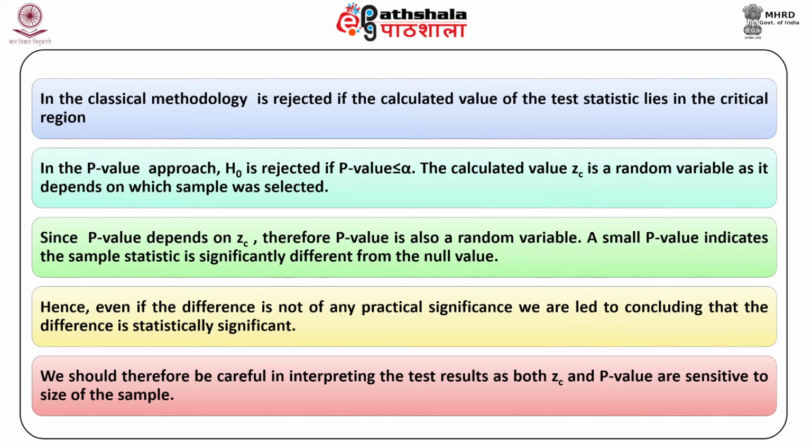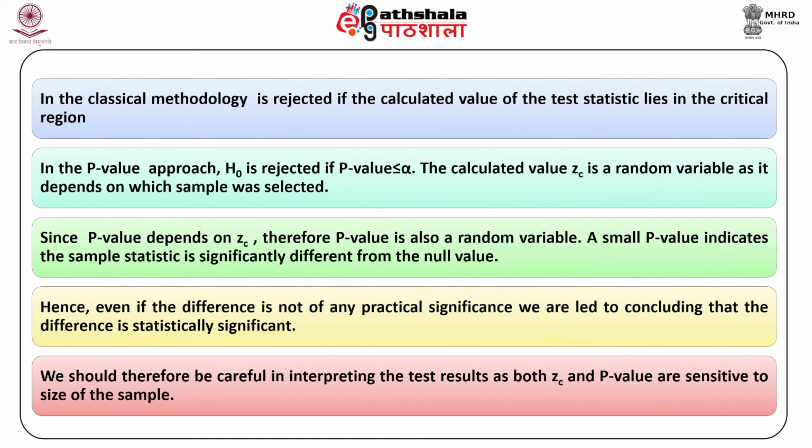The calculated value ZC is a random variable as it depends on which sample was selected. Since the p-value depends on ZC, therefore p-value is also a random variable. A small p-value indicates the sample statistic is significantly different from the null value.